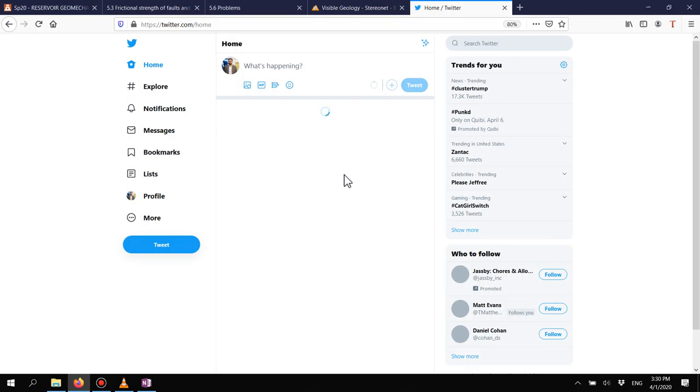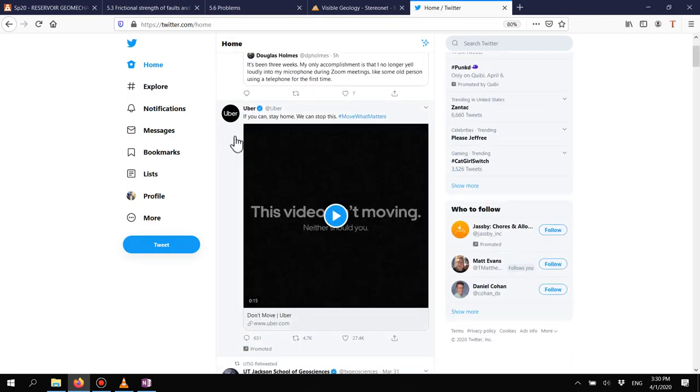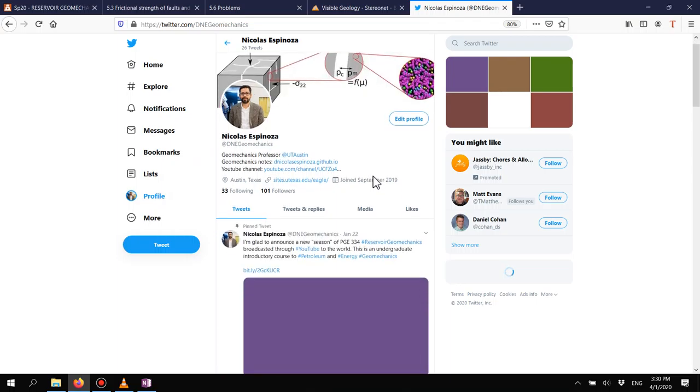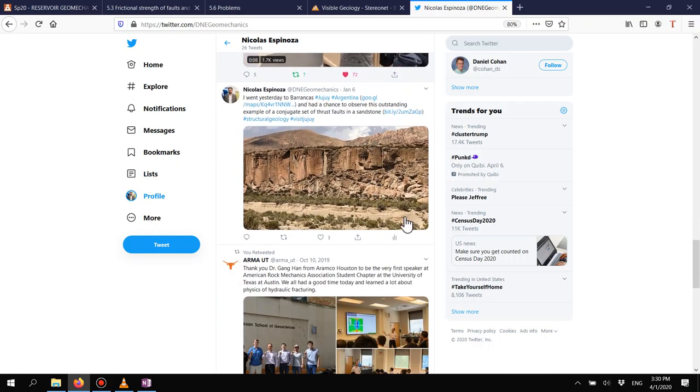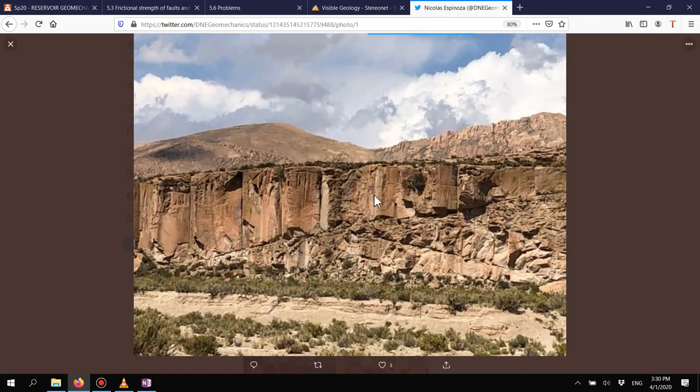And let's see if I find it quickly. Okay, right, here it is. So look at this photo. This is a sandstone, and you can see here some characteristic lines that look like faults. And I hope that you can also see and appreciate we have some secondary faults over here along this direction.